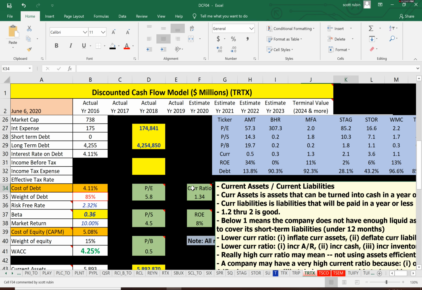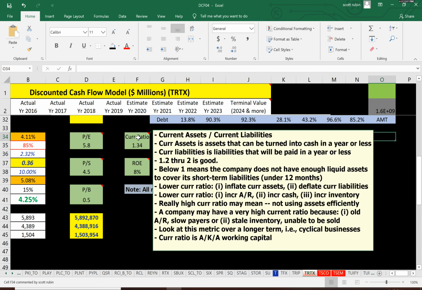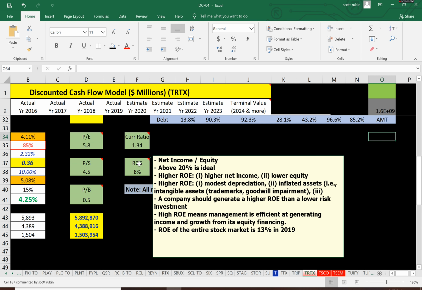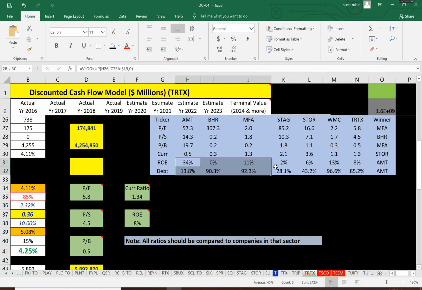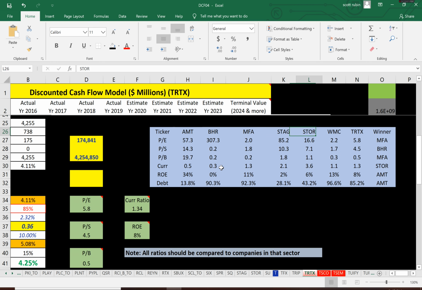They have a good current ratio. That's current assets over current liabilities, and that's just your short-term liquidity. It's how much money you have to pay for your daily operations for next year. And if it's under 1, that means you don't have enough money to run your business and you have to borrow more money. 1.2 to 2 is ideal. The return on equity is net income, profit or loss, over equity per share. And I like to see above 20%, but as you can see with REITs, it rarely gets that high. Only one REIT has over 20%. So some numbers are not as applicable in certain sectors.